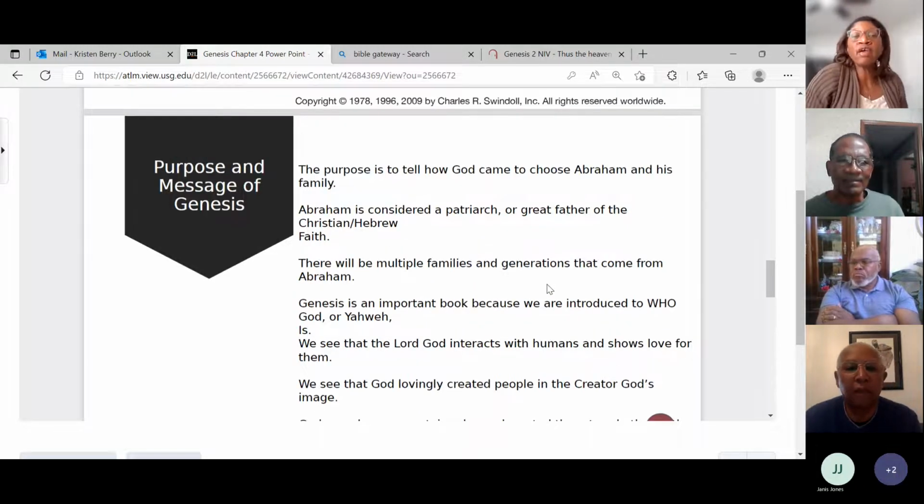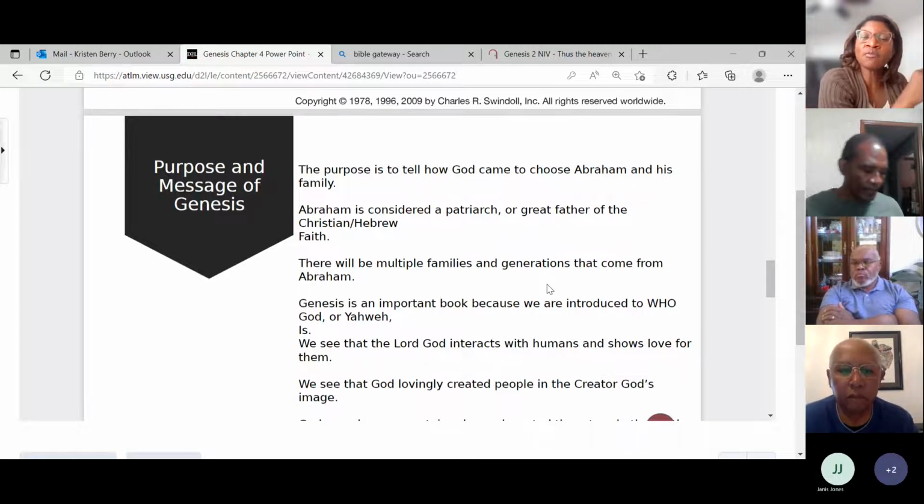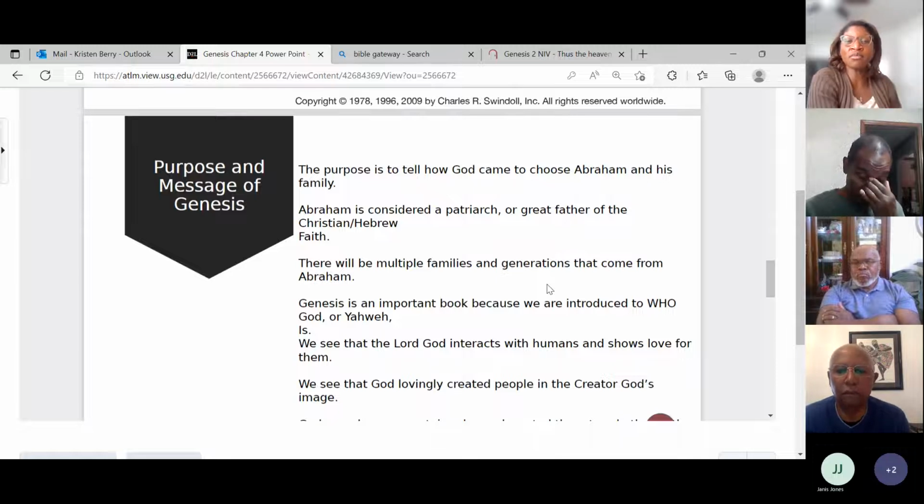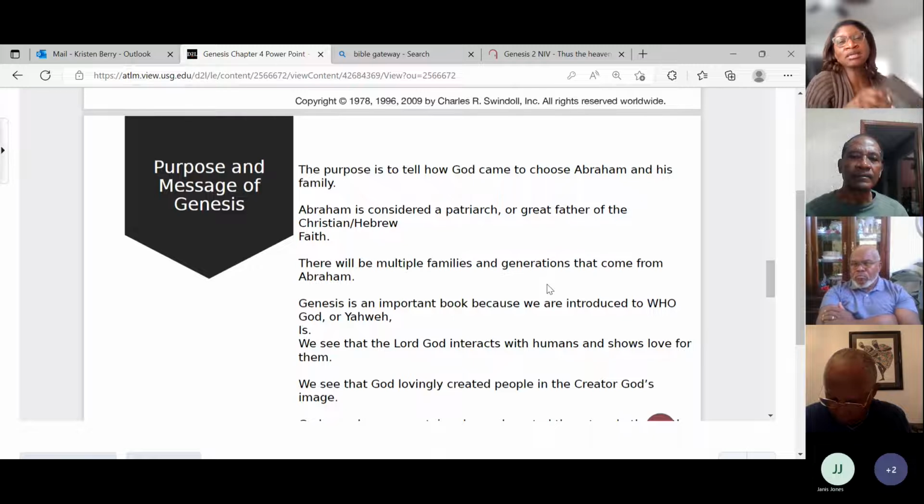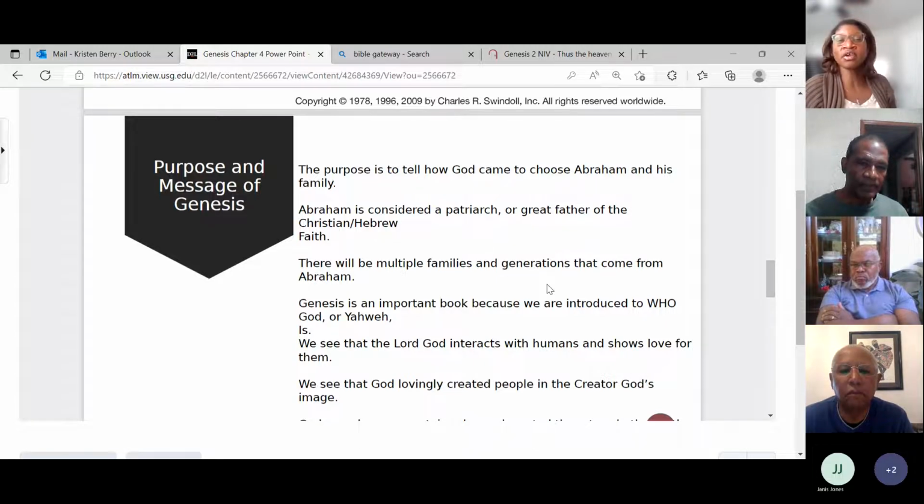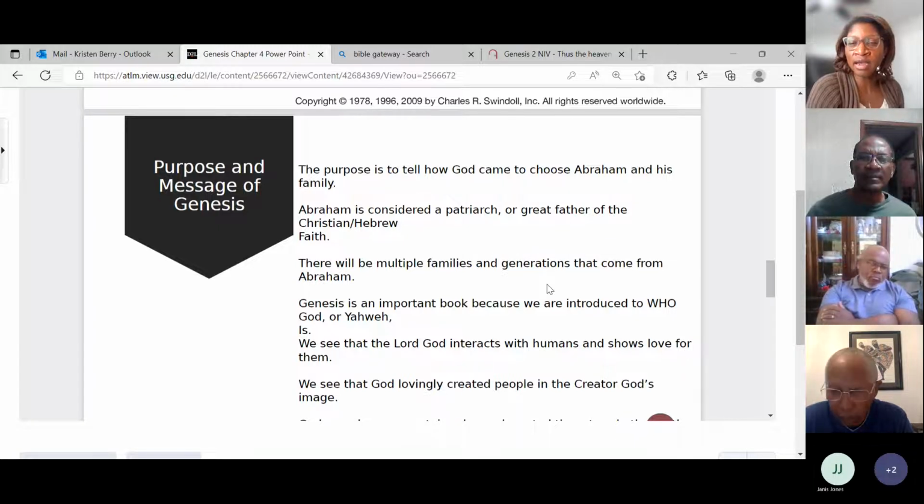All right. With every book of the Old and New Testament, there is a purpose. Every book was not just written for happenstance, but every book was placed in the canon for a reason. All right. What is the purpose of the book of Genesis? Y'all can jump in here, especially if you're familiar with reading things in Genesis. One of the purposes is to tell how God came to choose Abraham and his family.